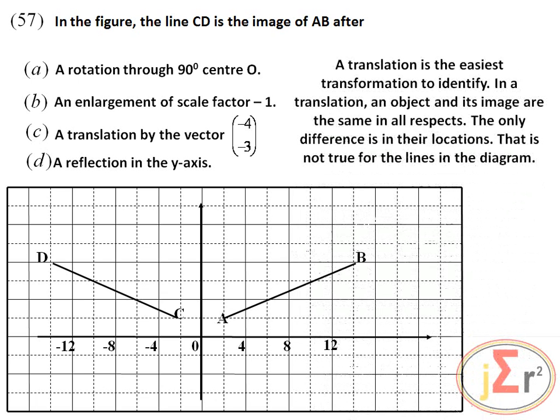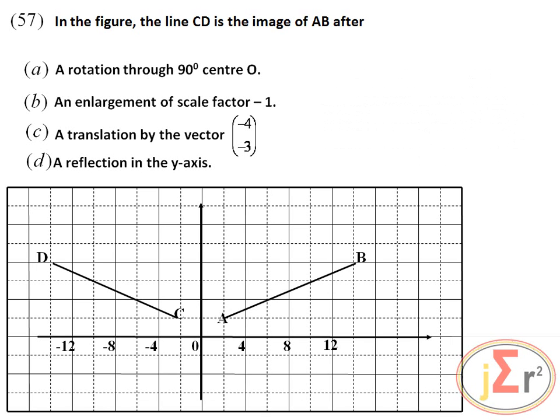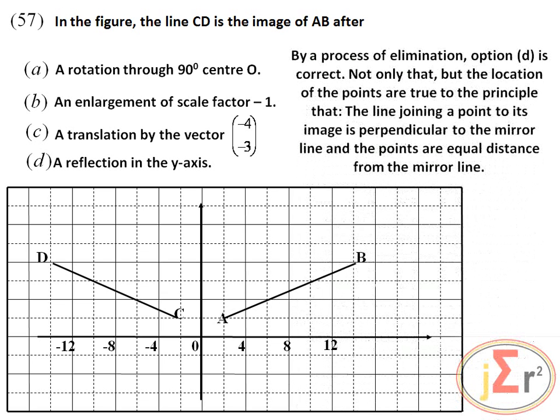A translation is the easiest transformation to identify. In a translation, an object and its image are the same in all respects. The only difference is in their locations. That is not true for the lines in the diagram. They are not the same in all respects. Therefore, we are sure that that one is not a translation. By a process of elimination, option D is correct.